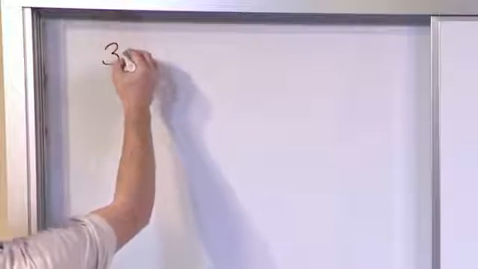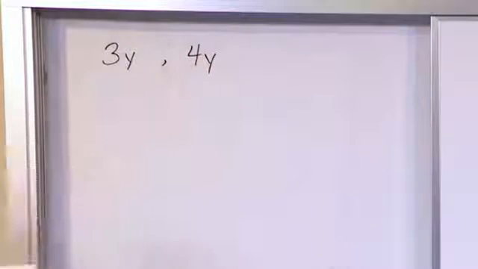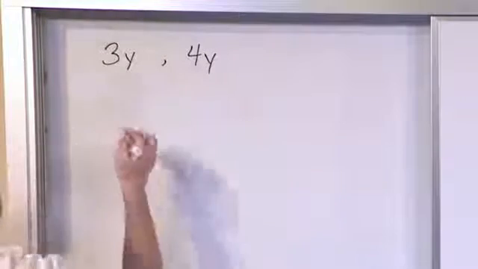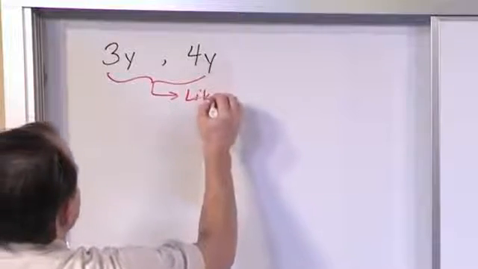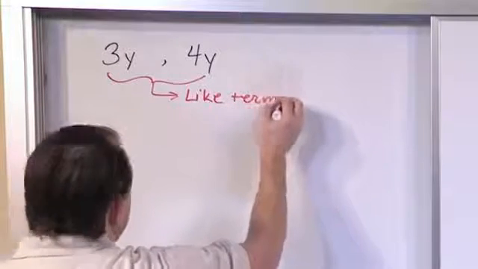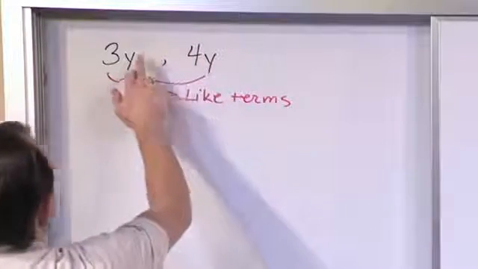Let me show you what I mean by that. It's much easier to give an example than just to talk about it. So forget about polynomials for a second, let's just say I have 3y, comma, and 4y. Let me ask you, are these like terms or not? Are they similar, in other words? The answer is yes. These are what we call like terms, and the reason they're called like terms is because they both have y's.